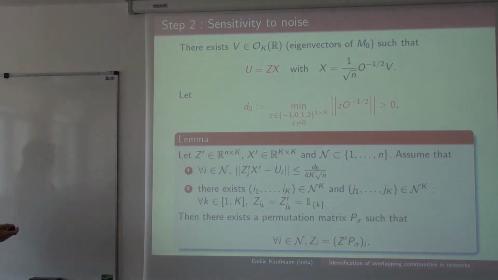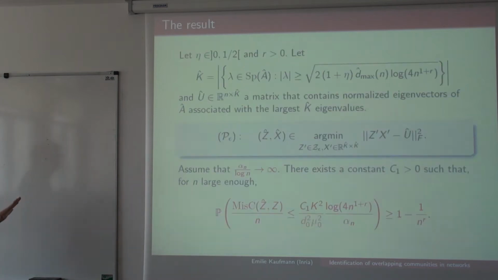And here, in fact, the authorized level of noise is governed by some parameter D0, which, because of this result, can be seen as the smallest distance between rows of the matrix X or between linear sums of rows of the matrix Z. So with these two ingredients, let me show you the final result that we obtained for the adaptive estimation, adaptive solution of P epsilon.